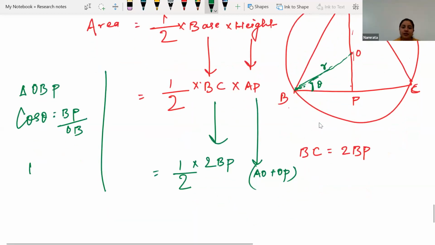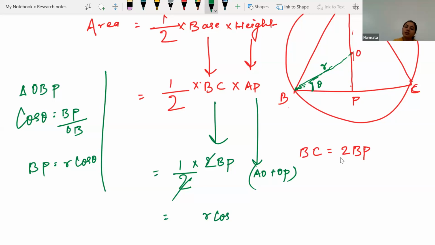Can we say that BP will be R cos theta, since OB is R? Yes or no? Can we write it like this? Yes. This 2 and 2 we can cancel over here, and BP we can write as R cos theta. Let me know whether this one is clear or not.